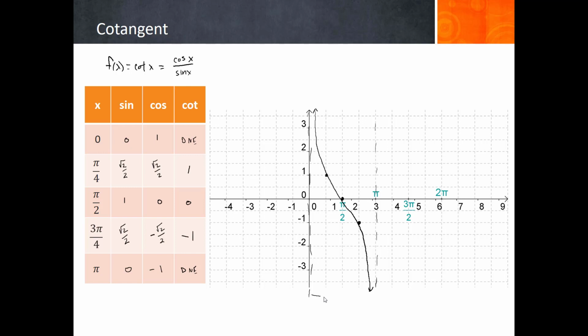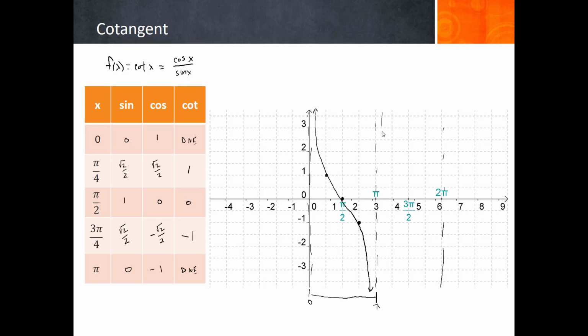Now, notice that it still does have a period of pi, just like tangent did, but it's starting at a different location. So it's going from 0 to pi instead of from negative pi over 2 to positive pi over 2. So that's the one period. That's the one cycle of the graph. Everything else is just going to be a repetition of that.